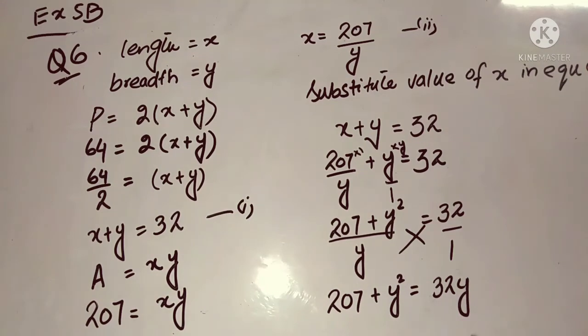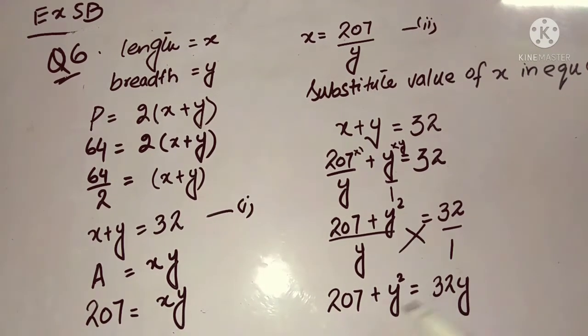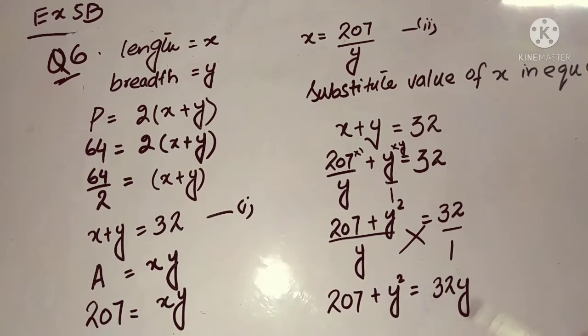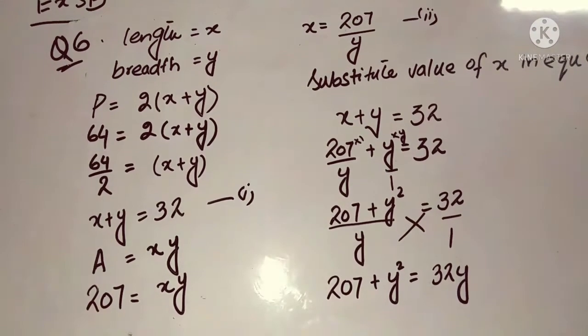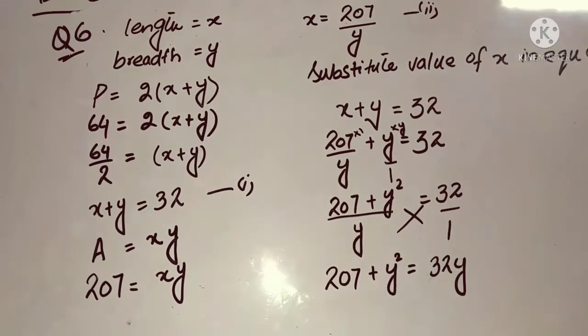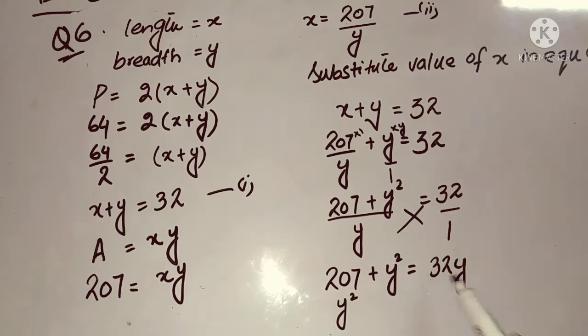Okay, so now you can cross multiply. There's nothing in the denominator, so you can put 1. Cross multiply means you will multiply 207 plus y square with 1, and you will multiply 32 with y. So what you will get is 207 plus y square is equal to 32y.